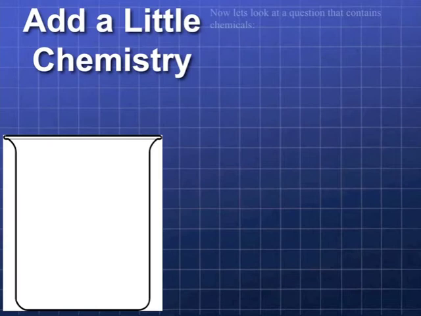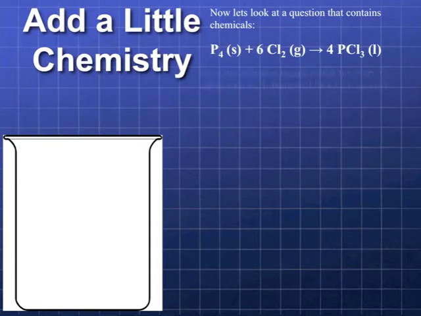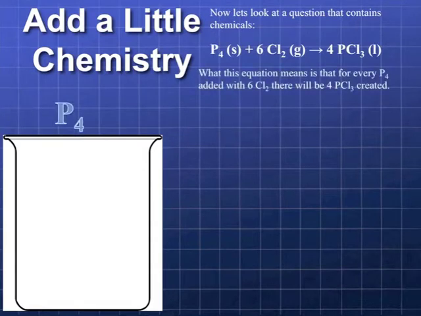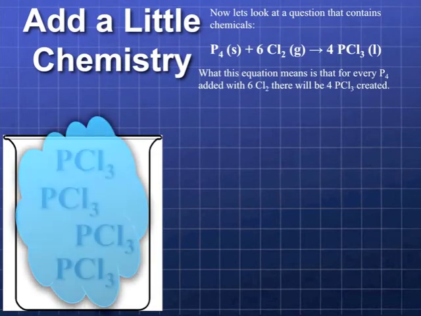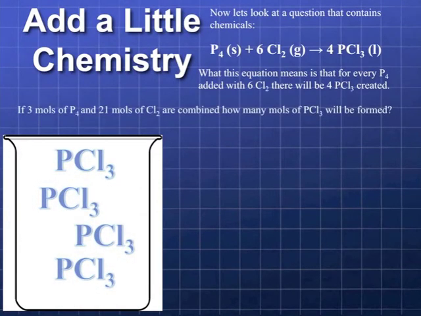Okay, so now let's look at it with a little bit of chemicals. P4 solid plus 6Cl2 gas yields 4 PCl3 liquid. And what this means is that for every P4 that you put in with 6Cl2, you're going to get 4 PCl3. So if you have 3 moles of P4 and 21 moles of Cl2, how many moles of PCl3 will be formed?